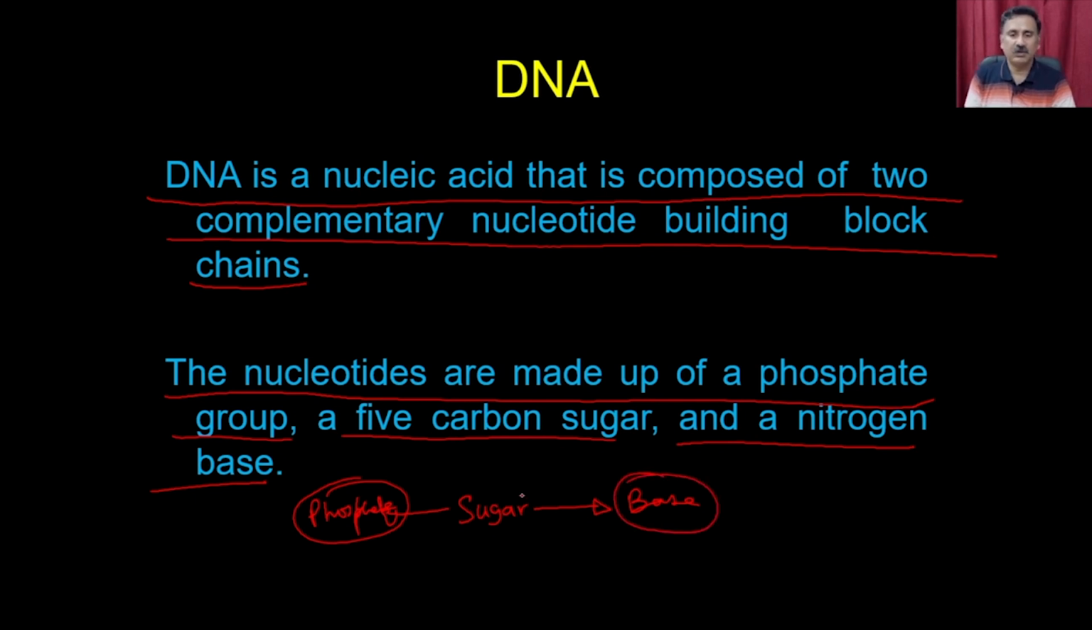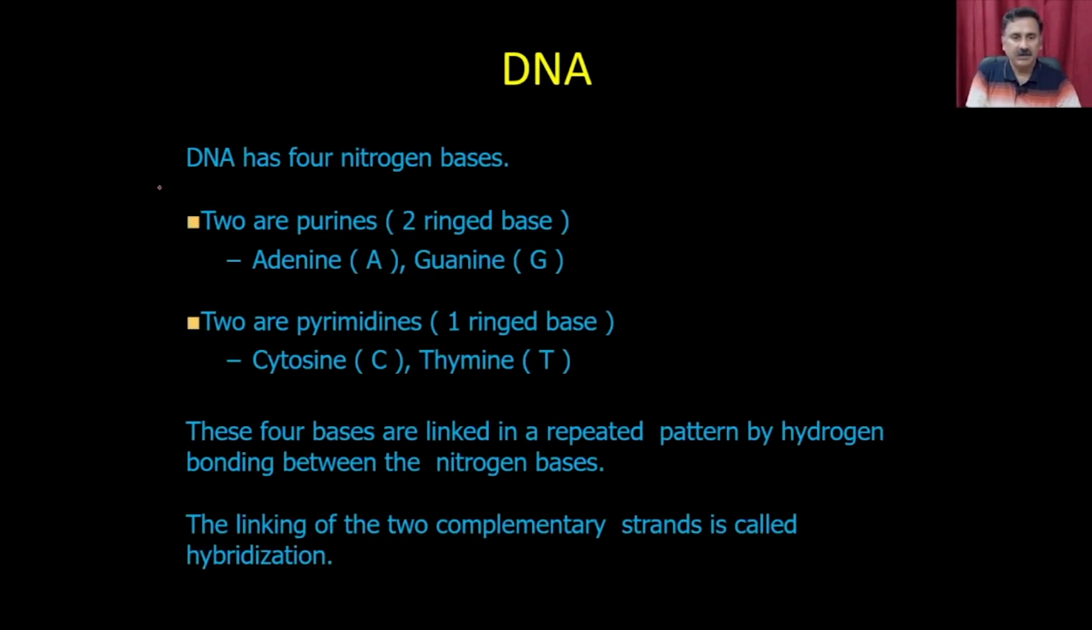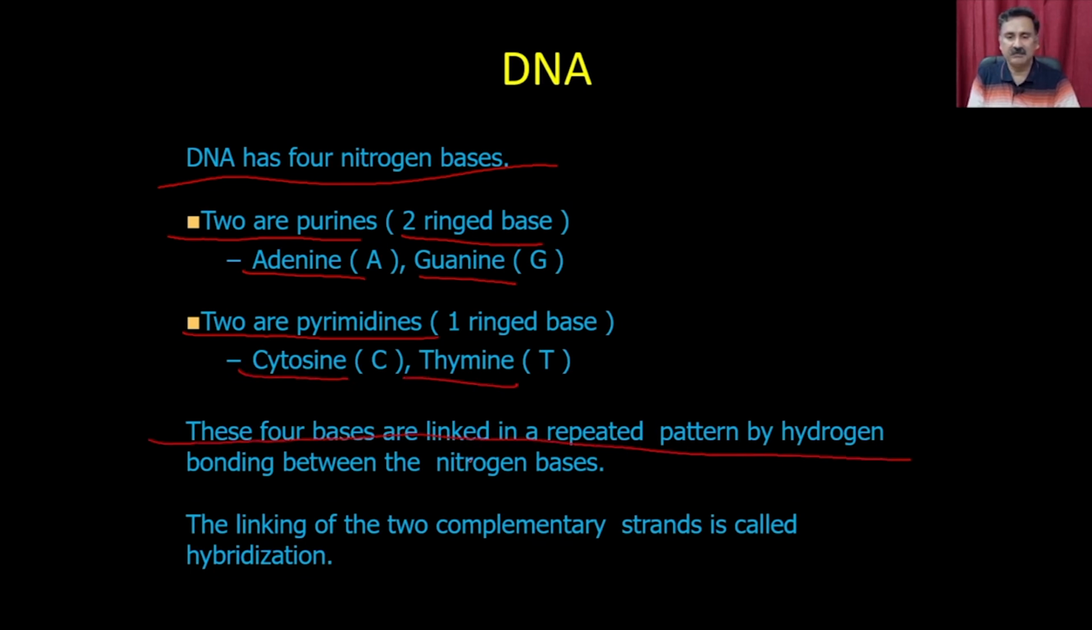So you are actually going to have the different types of nucleotides which are going to be responsible for the DNA formation. So DNA has the 4 nitrogenous bases. You have the 2 purine bases which are called 2 ring bases. These are called adenine and guanine. You have the 2 pyrimidines. So these are called cytosine and thymine. And these 4 bases are linked in a repeated pattern by hydrogen bonding between the nitrogenous bases. The linking of the 2 complementary strands is called hybridization.